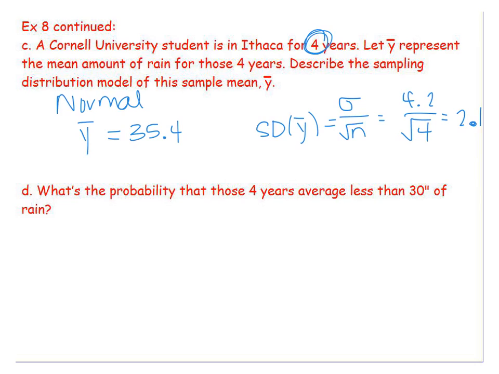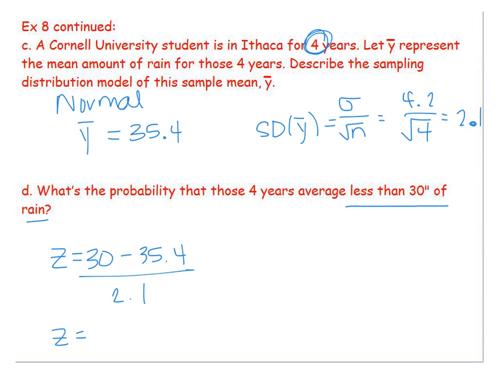So now we're going to answer another z-score related question. What's the probability that those 4 years average less than 30 inches of rain? So now we can calculate our z-score because our x value we're focused on is 30. The mean is still 35.4, but the standard deviation is now 2.1. So our z-score should change. Our z-score, I end up with negative 2.57.